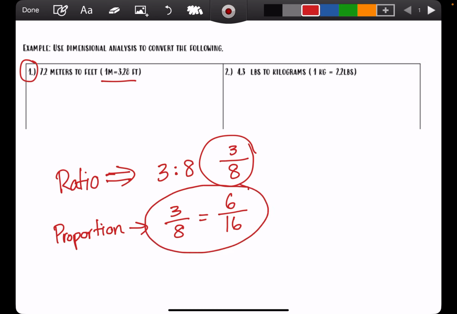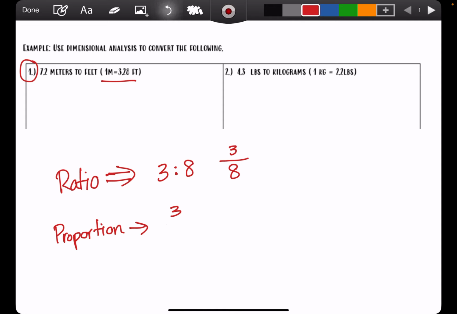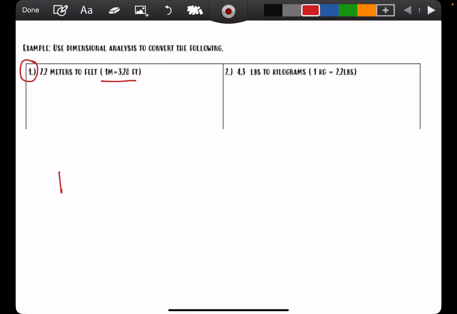All right. So number 1, we're trying to figure out how many feet are in 7.2 meters. So 7.2 meters to feet. The first thing you want to do is set up the ratio that they give you. In the parentheses, they tell us 1 meter is equal to 3.28 feet. So I'm going to write that as a fraction: 1 meter compared to 3.28 feet. So there's my first ratio.